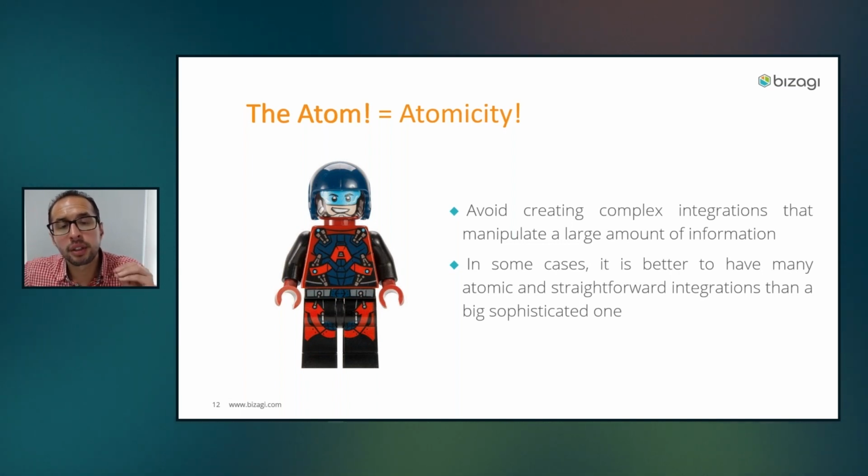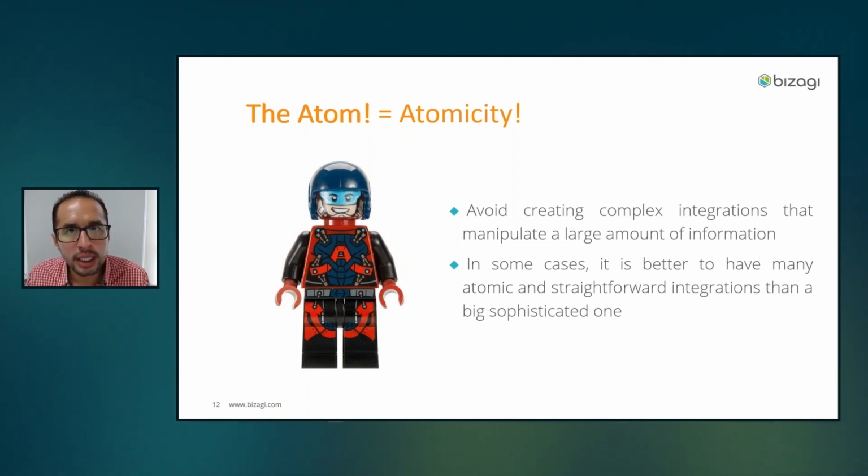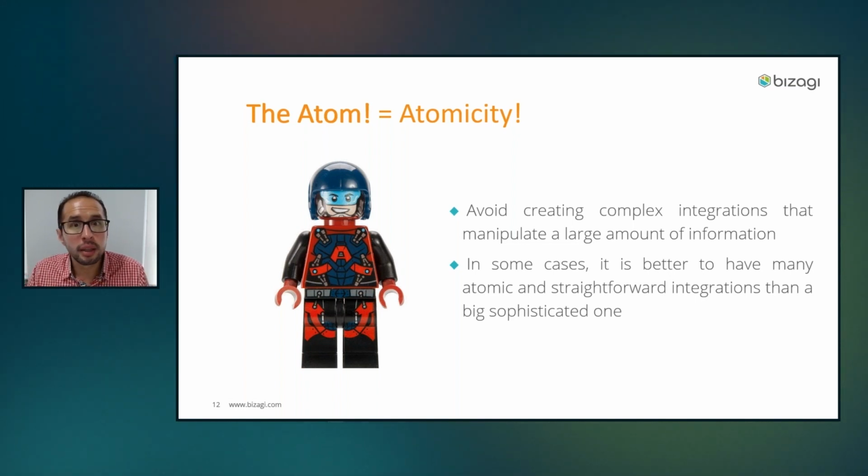If we split or break all those integrations into atomic integration points, it's going to be much easier to identify if something is failing, to actually have traces for all the systems, to measure the time that we're spending on every single integration point and understand where our improvement points can be. So my first advice is the atom. Be as atomic as possible.